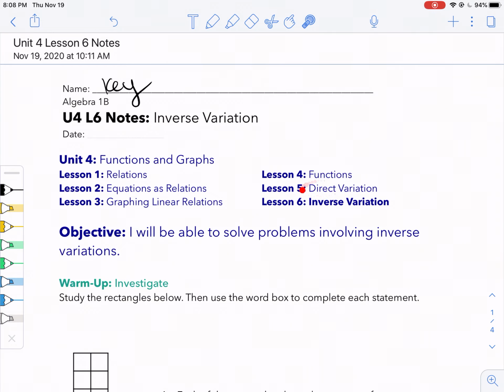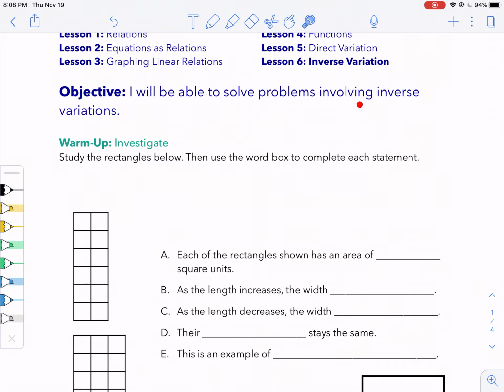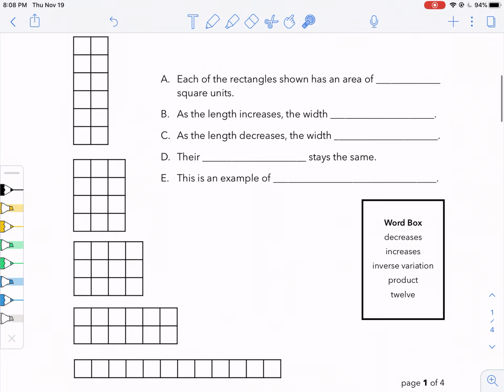Last time we talked about direct variation, here we're going to do the opposite. By the end of the day, you'll be able to solve problems involving inverse variation, and here is one.